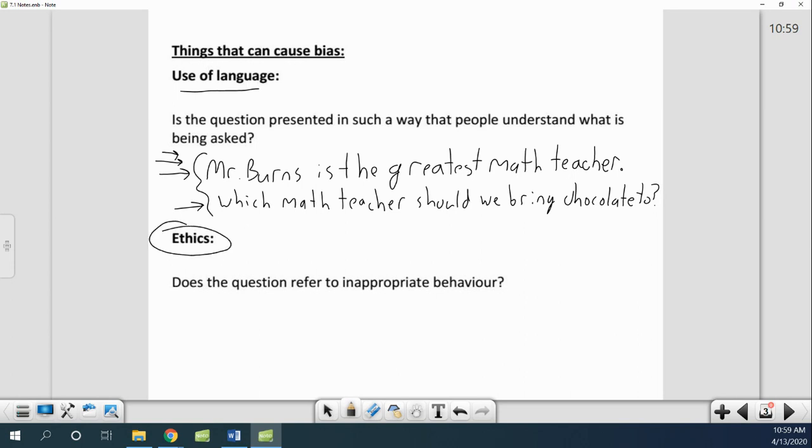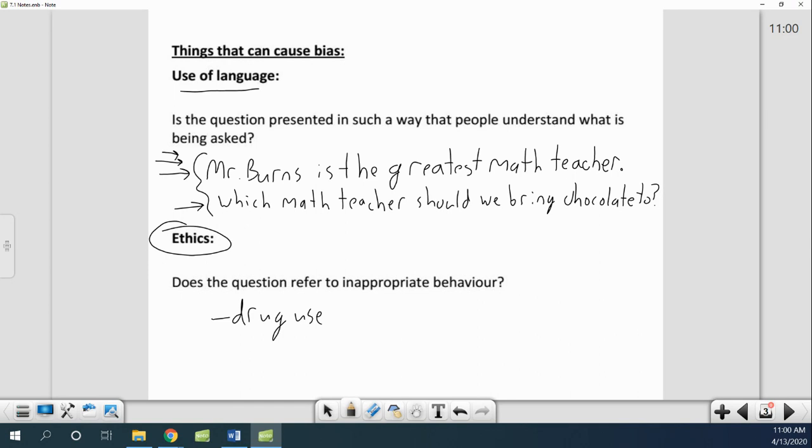Second one we can look at here is ethics. Does the question you're asking refer to inappropriate behavior? This could be socially inappropriate, it could be legally inappropriate, whatever it is. If you are asking about people's drug use, for example, which is considered illegal and kind of immoral and socially looked down on, people are likely going to lie on your survey. Even if it is confidential and you say that, people likely won't tell you the truth, which means your information isn't much use.